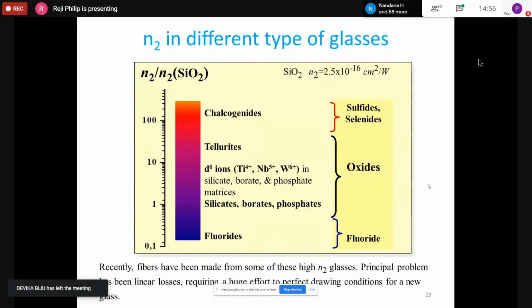In glasses, this has been studied a lot because many of these glasses are hosts for optical fibers, and the N2 value, we need to know this for optical fibers because we want to minimize the optical nonlinearity in fibers. So that's why all these glasses have been studied, and different materials are given different values for N2, as we see from here.